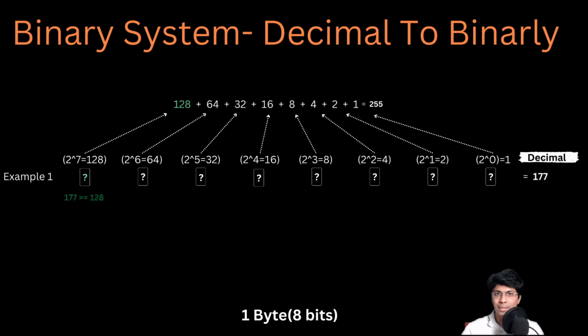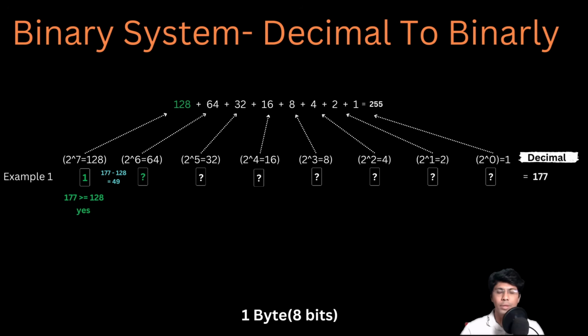So is 177 greater than or equal to 2 raised to the power 7, which is 128? If the answer is yes, then the bit value becomes 1. And if it is less, then the bit value becomes 0. If we have the bit value 1, then next we need to subtract the last bit's value from 177. That is 177 minus 128, which is equal to 49.